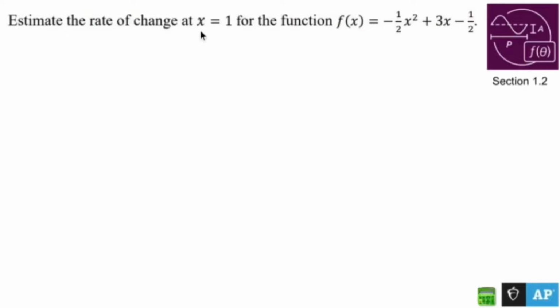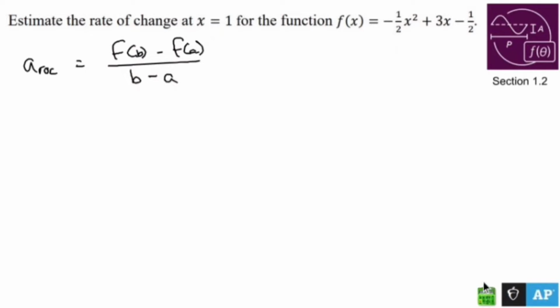Estimate the rate of change at x equals 1 for the function f of x equals negative 1/2 x squared plus 3x minus a half. Now, we know the average rate of change, the AROC, is going to be f of b minus f of a over b minus a. This isn't asking for that. This is asking for the rate of change at the very moment when x is equal to 1.